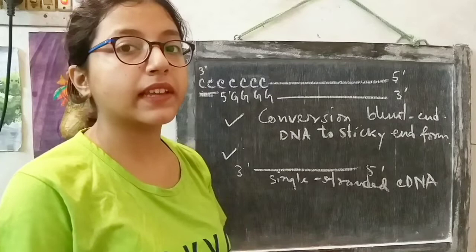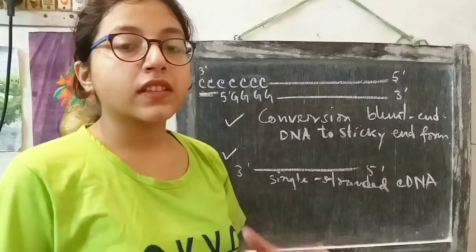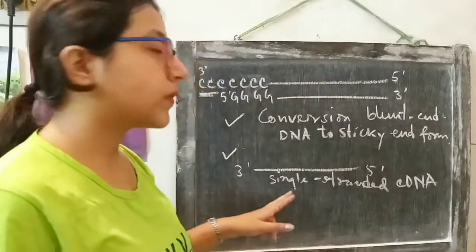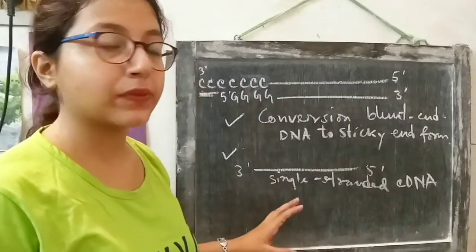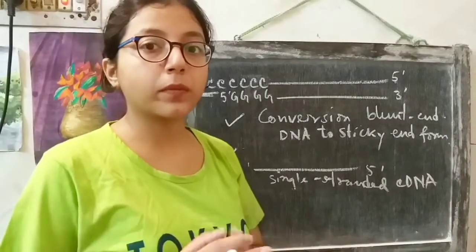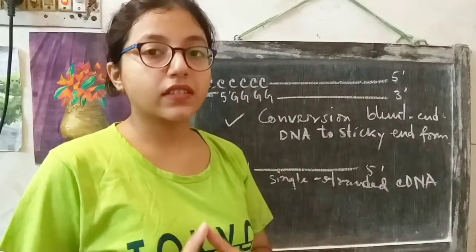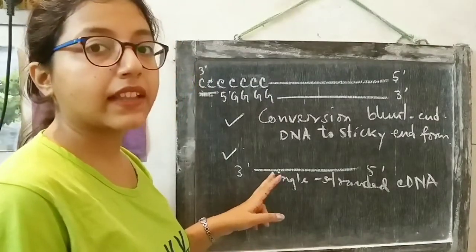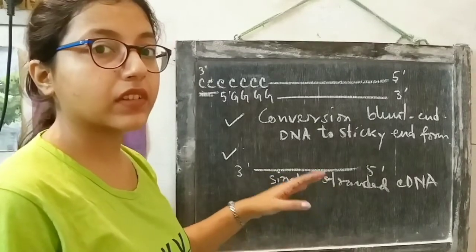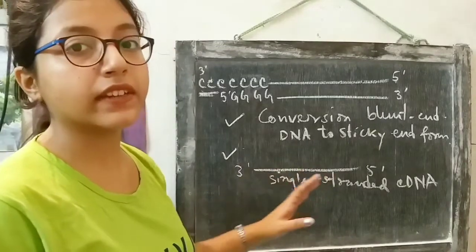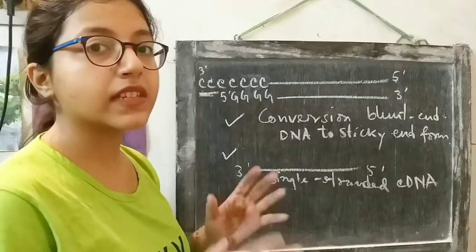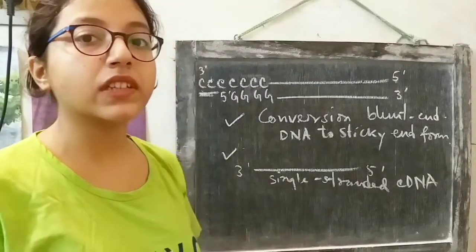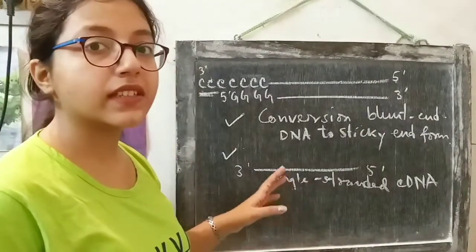The second importance of the homopolymeric tailing method is during the synthesis of double-stranded cDNA from single-stranded cDNA. When we are trying to convert this single-stranded DNA into double-stranded form, DNA synthesis is required for complementary strand synthesis. DNA synthesis requires primer binding. First of all, primers must bind to this DNA and then only the DNA polymerase can initiate DNA replication. Without the help of primers, DNA polymerases cannot perform DNA replication. So primer binding is very essential for double-stranded cDNA synthesis.